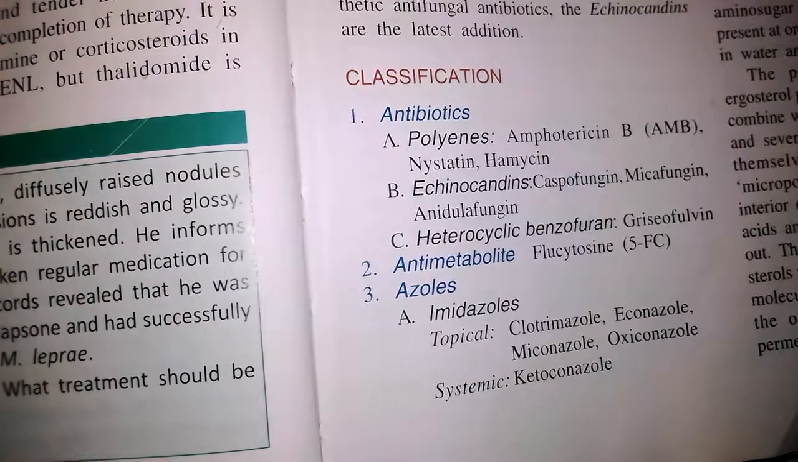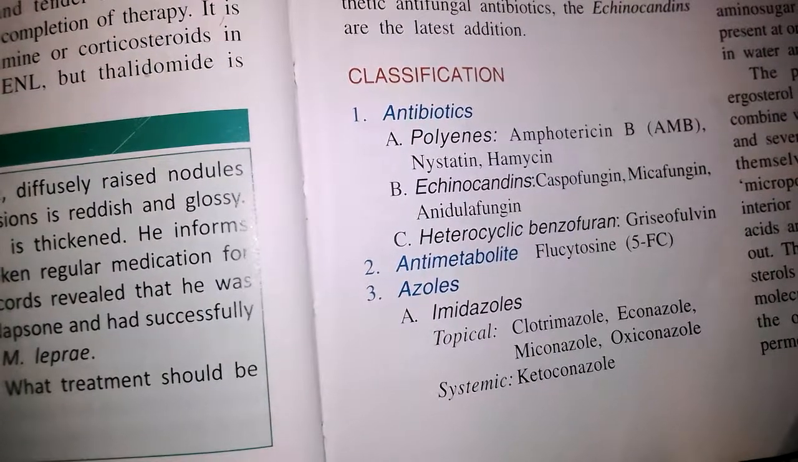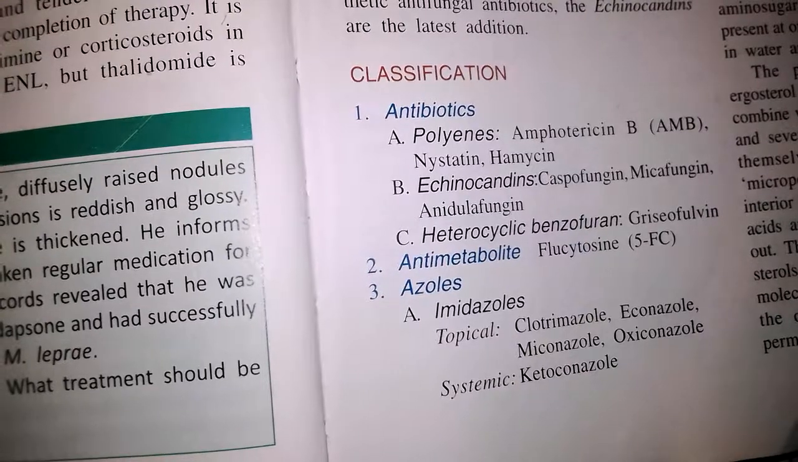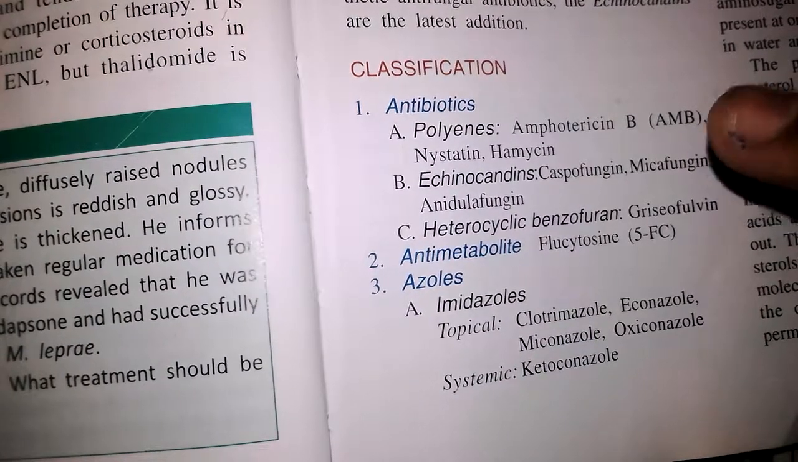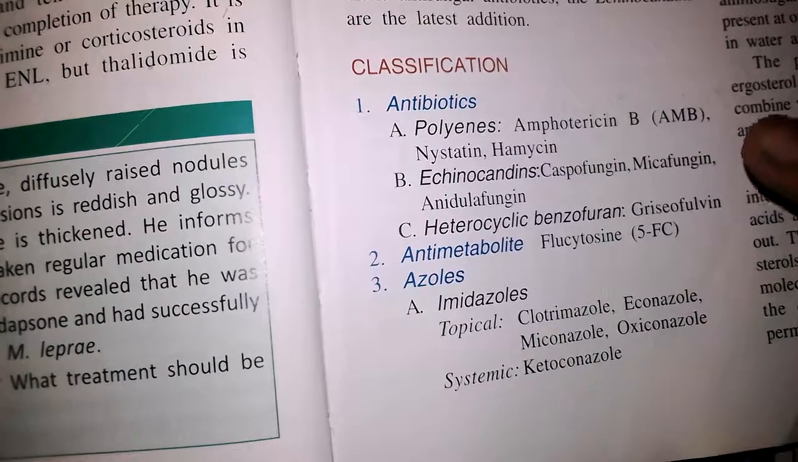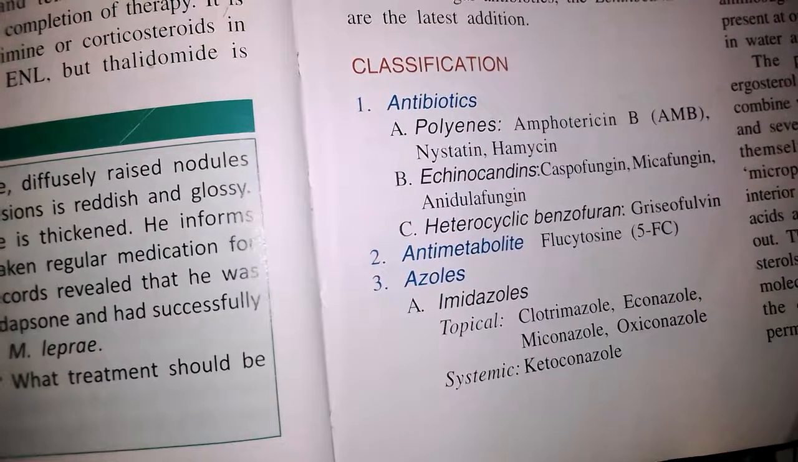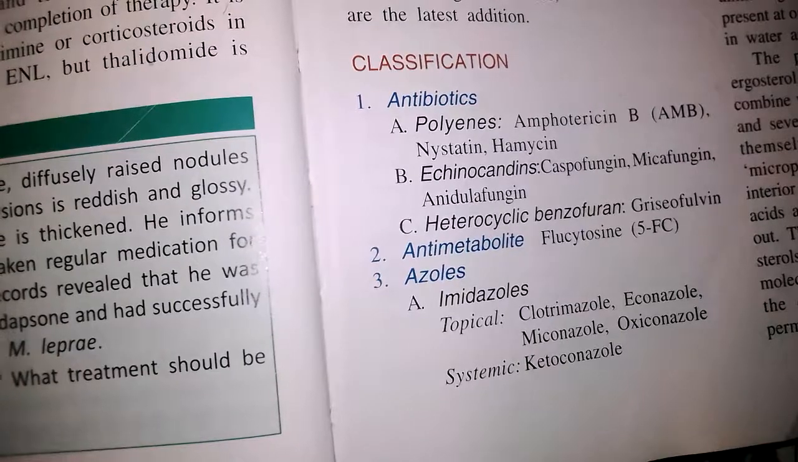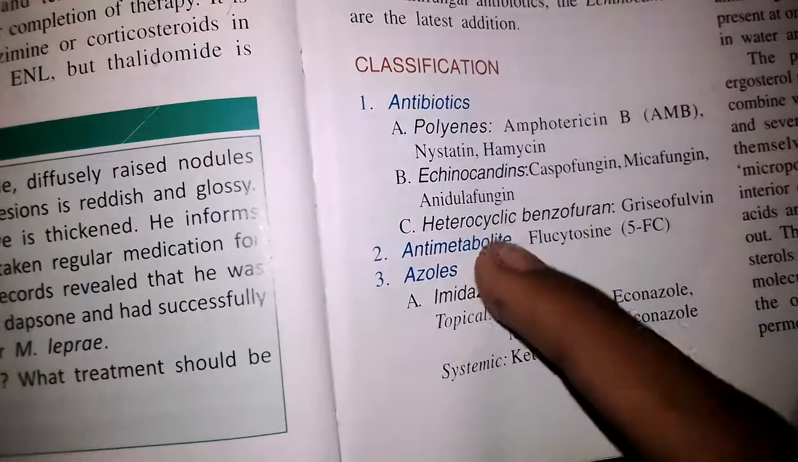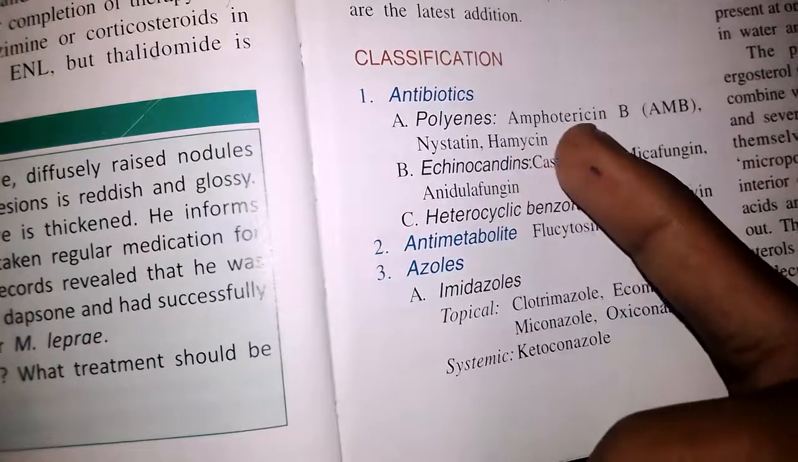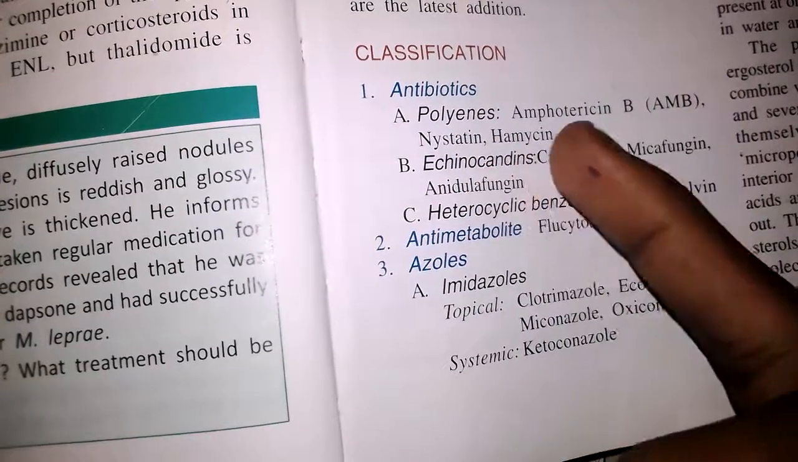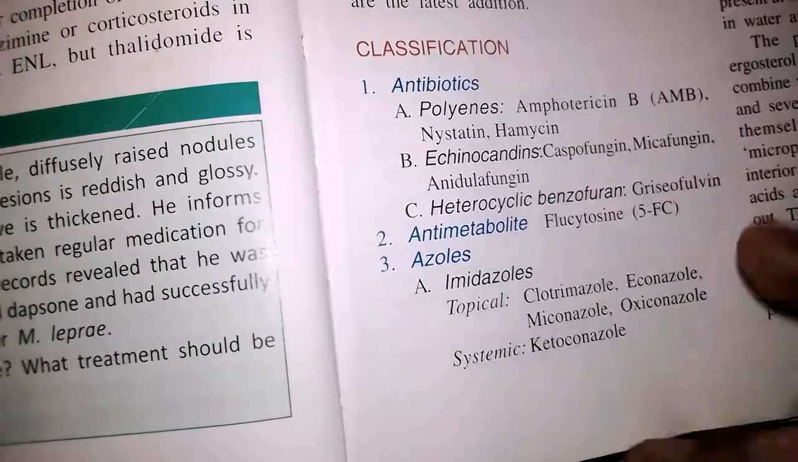Let us discuss antifungal drugs. These antifungal drugs are classified into antibiotics, antimetabolites, azoles, allylamines, and other topical agents. Now we'll discuss only the polyenes, which come under antibiotics. Under these polyenes we have amphotericin B, nystatin, and hamycin.